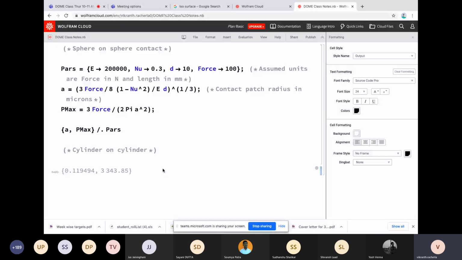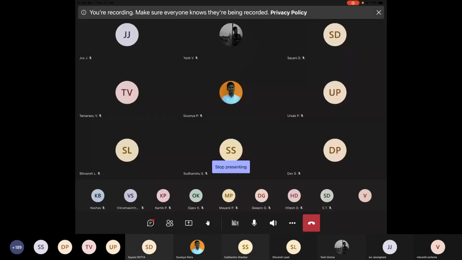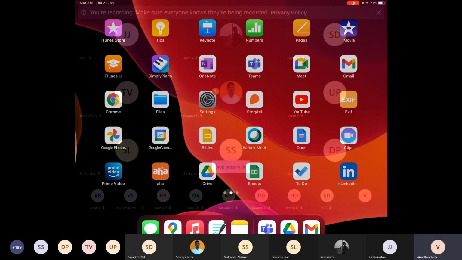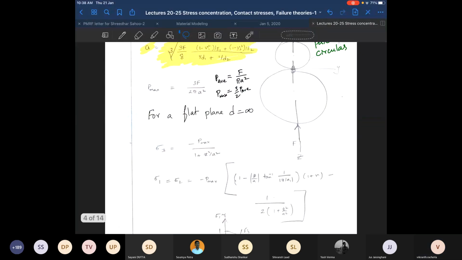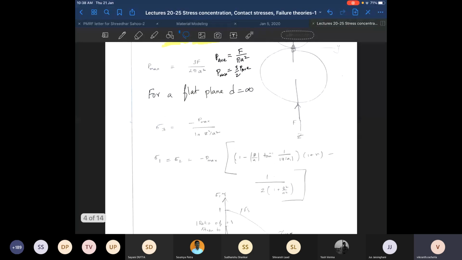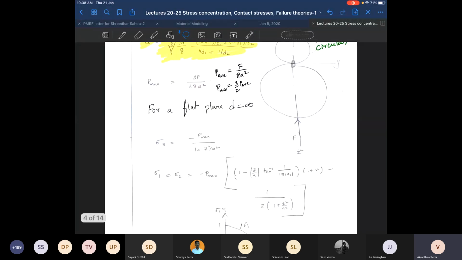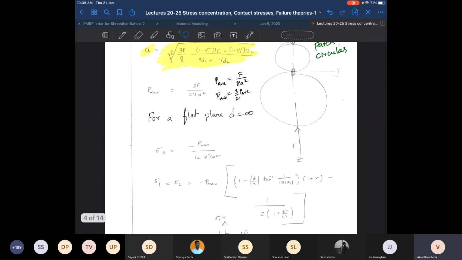Now let me move on. Again, I'll come back to this screen. Okay, now moving on. So fine. So this is just for the contact pressure. Now you can also determine the other principal stresses.